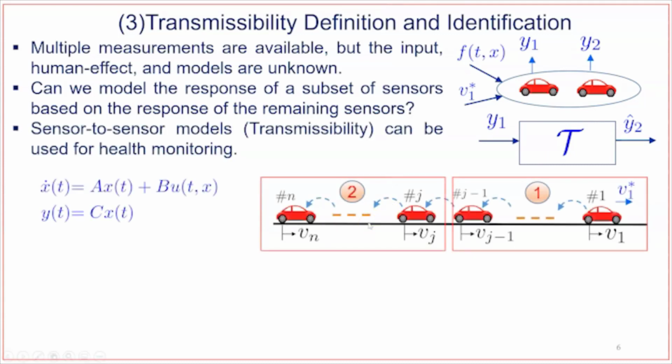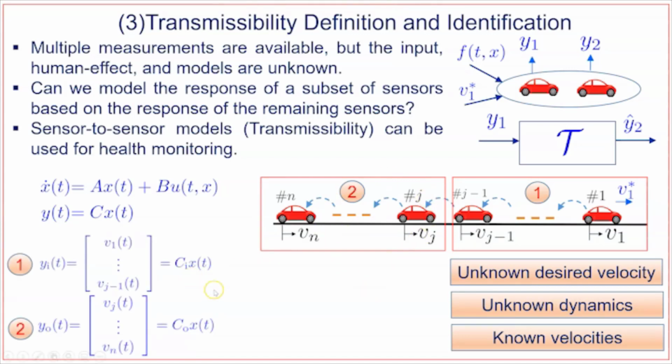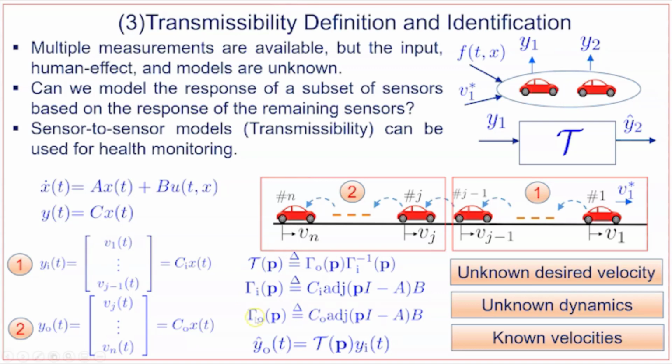Now, assume we have a platoon of n vehicles, where vehicle J is faulty. This platoon has unknown desired velocity, unknown dynamics, and only known velocities. Then we will split the platoon velocities into two subsets of velocities, where yi here represents the healthy measurements of the platoon, considered from vehicle 1 to vehicle J, and then from vehicle J to the end of the platoon are considered to be corrupted because of the fault in vehicle J. Then we can obtain our transmissibilities using these formulas.